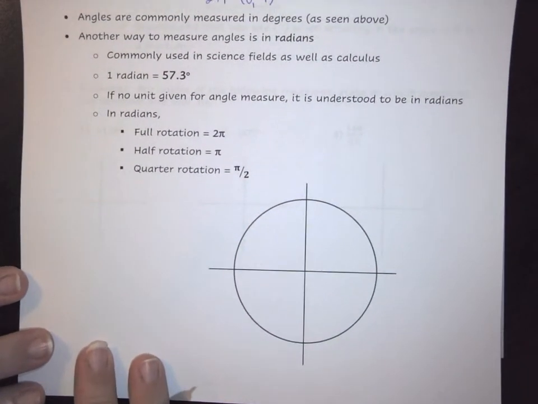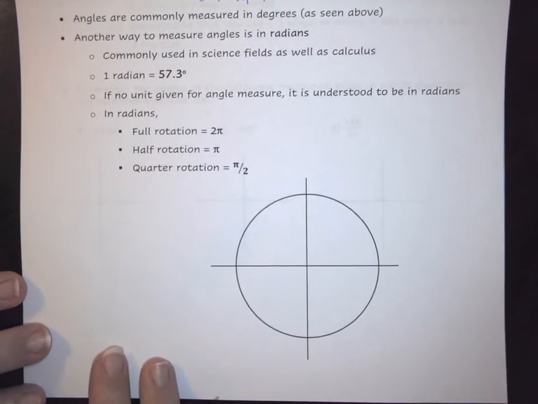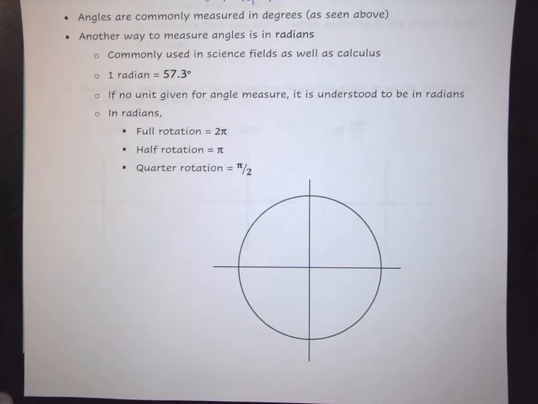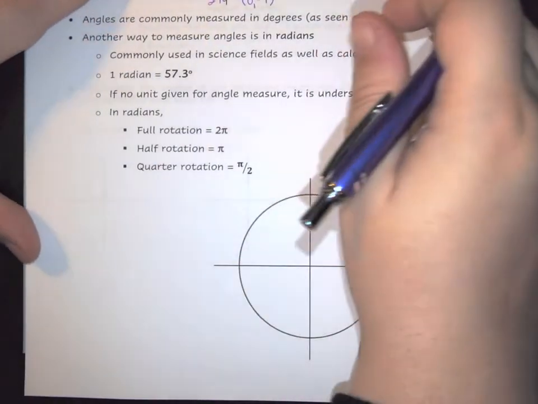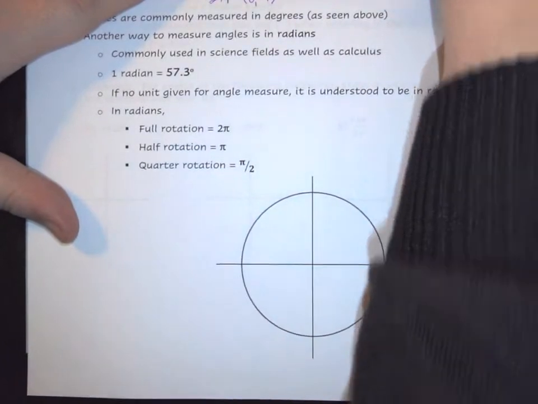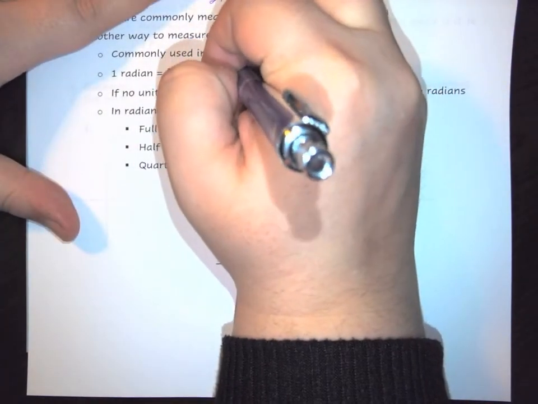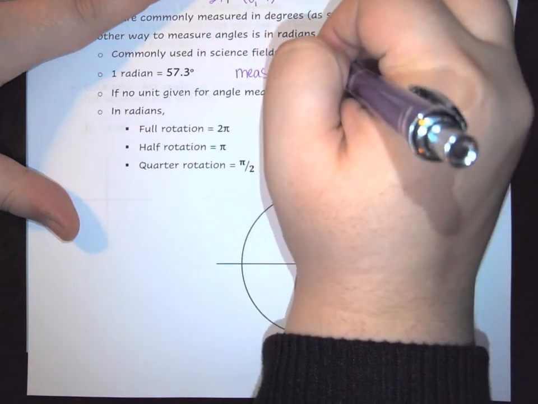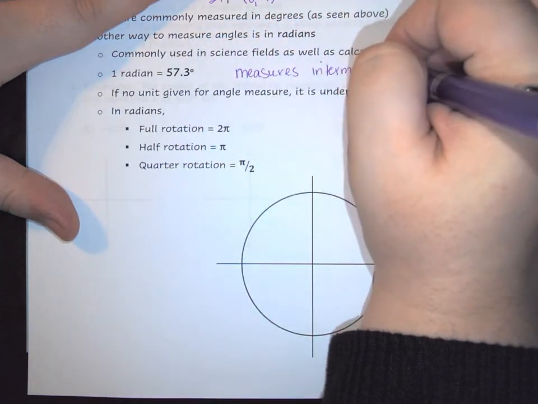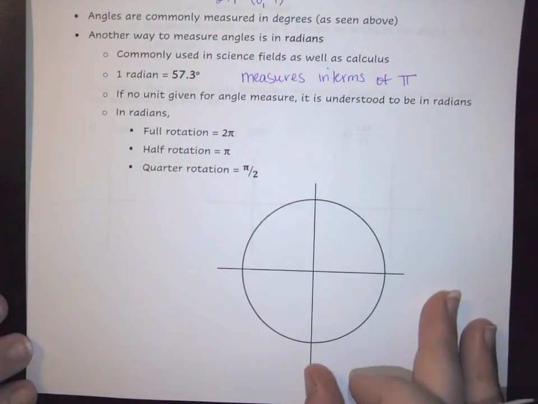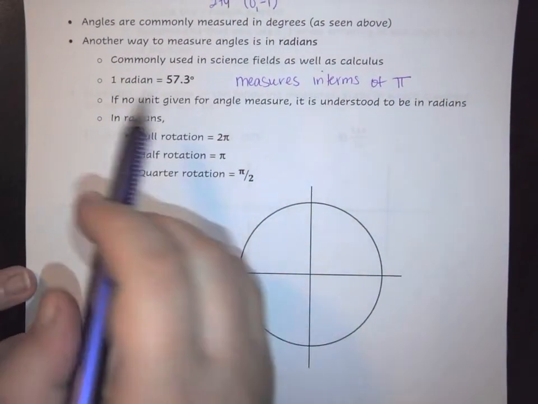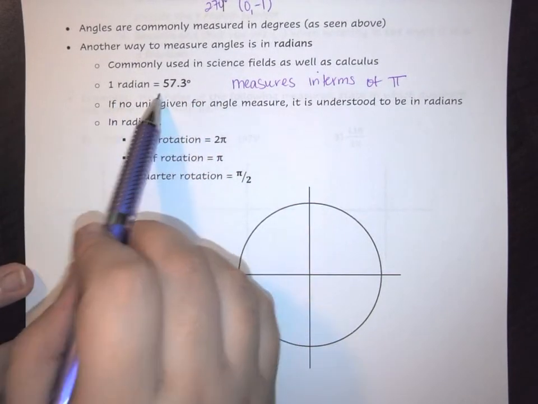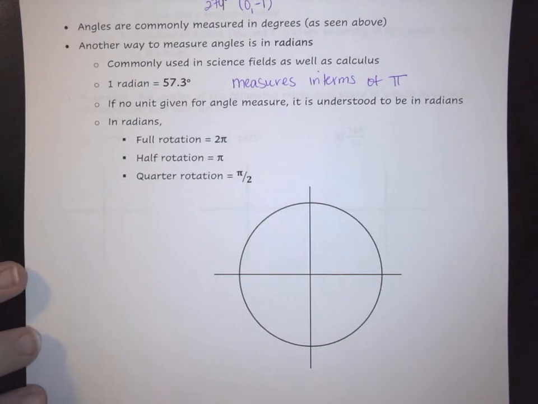Now we are going to talk about radians. Radians are essentially degree measures in terms of pi. So that's really important to remember, that here we are talking about measures in terms of pi. Okay, that's your radian. Now, 1 radian is the same as 57.3 degrees, so that's just something you can keep in the back of your mind when working problems.